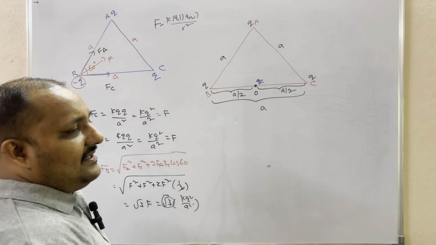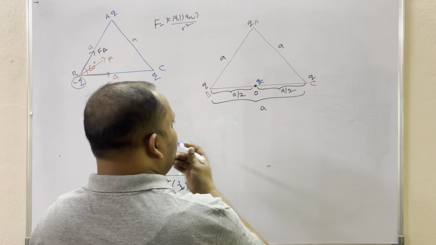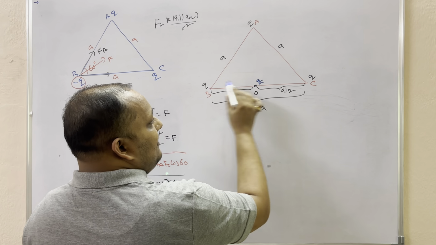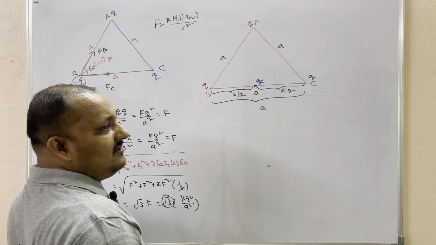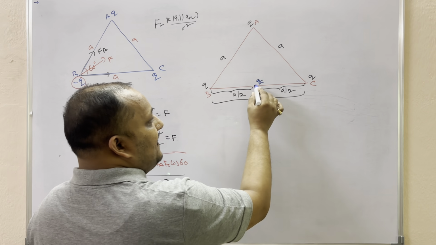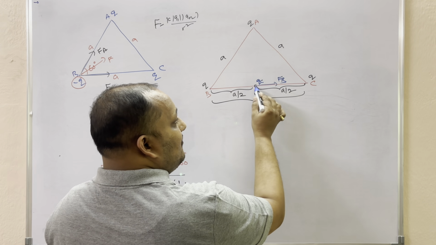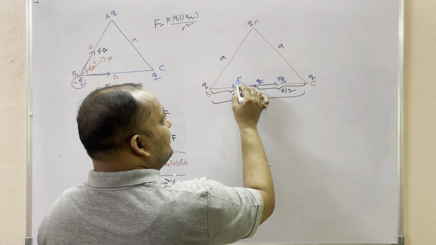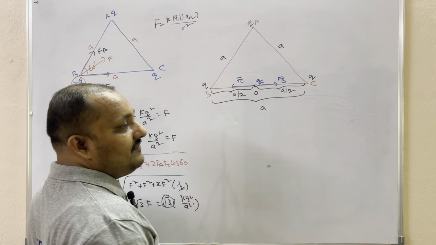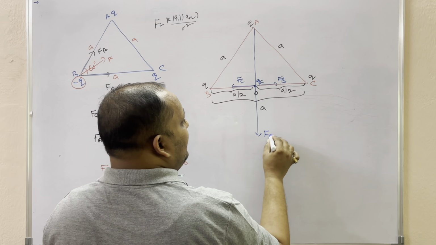What is the resultant force at the center of any one of the sides? Now we will see. So this is a positive charge. This positive charge is repelled by B, repelled by C, repelled by A, because all are positive charges. So force between O and B, repulsive, FB. Force between O and C, O will be repelled by C in this direction, that is going to be FC. O will be repelled by A also. That will be coming in this direction, that is going to be FA.